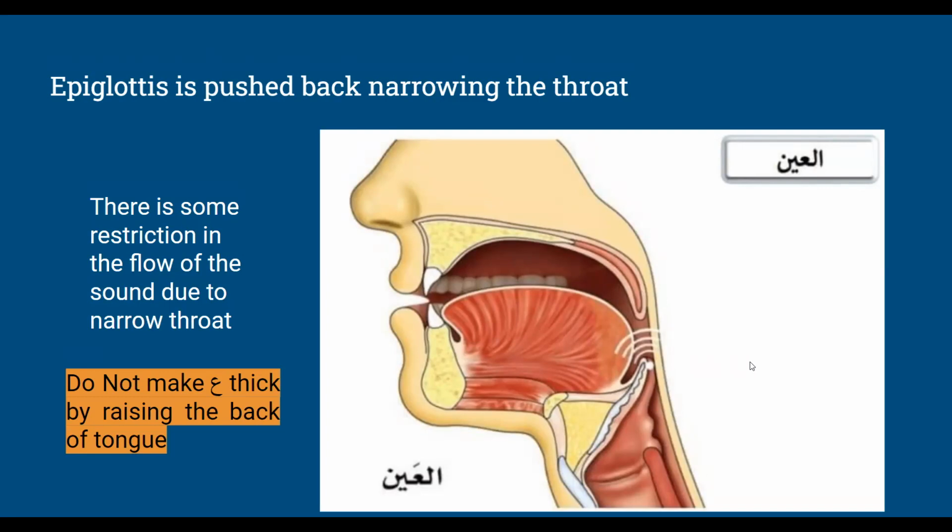When you say the Ain with the Fatha, Kasra and Dhamma, make sure you do not raise the back of the tongue. This epiglottis is located under the root of the tongue, as you can see here. So it helps when you push back the tongue, helping yourself to push the epiglottis. When you push the tongue, epiglottis will be pushed back, helping the epiglottis to push back towards the back wall. But when you do that, make sure do not raise the back of the tongue towards the palate.